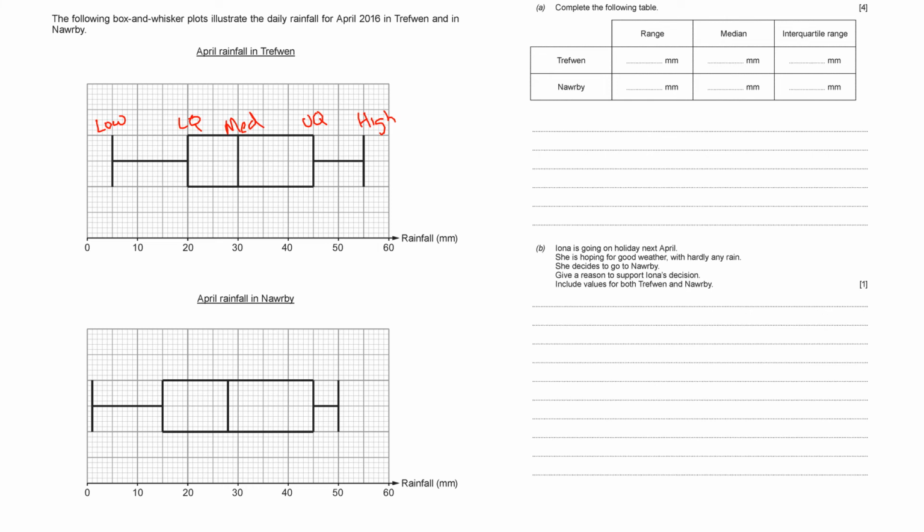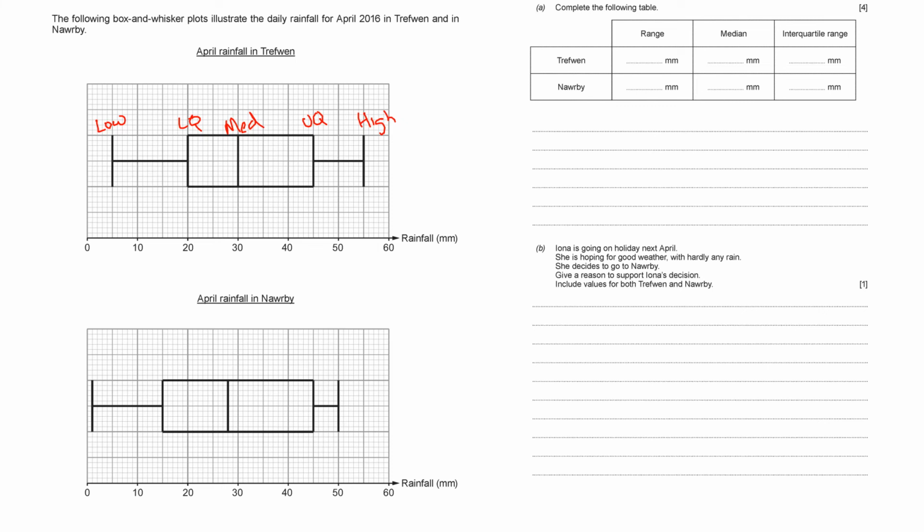In order to compare the two, I'd say the best way to compare the two would always be the median. So if the median is higher here, it's likely that Trefwen will, on average, have more rain if this is rainfall, or if the median is lower like it is here, this is likely on average to have less rain. You can look at the other values, but that's the best one to compare with. But before we even get there, we've got some ranges, some medians, and interquartile ranges to work out.